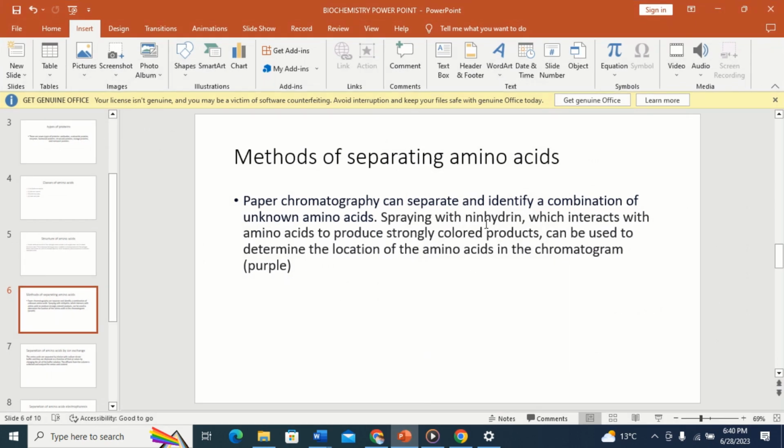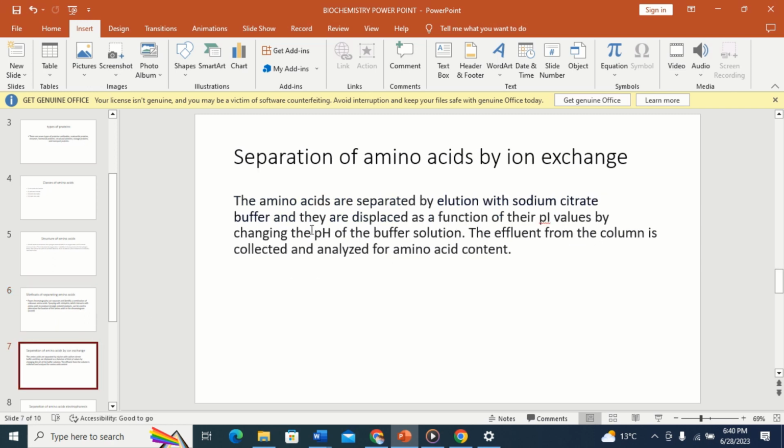So that is one of the methods that we can use to separate the amino acid. Then we can also separate the amino acid by using ion exchange. So the amino acids can be separated by elution with sodium citrate. This is the chemical substance that we use as a buffer, and they are displayed as functions of the pI values by the changing of the pH of the buffer solution. The effluent of this column is collected and analyzed for the amino acid content.